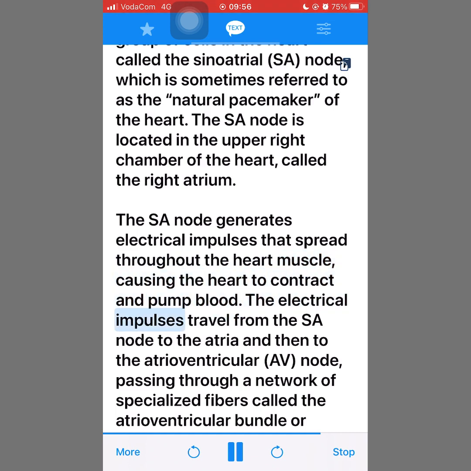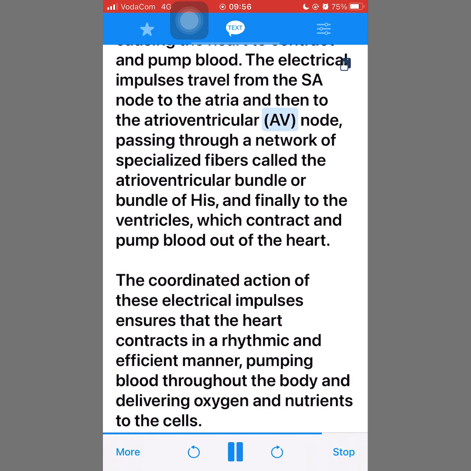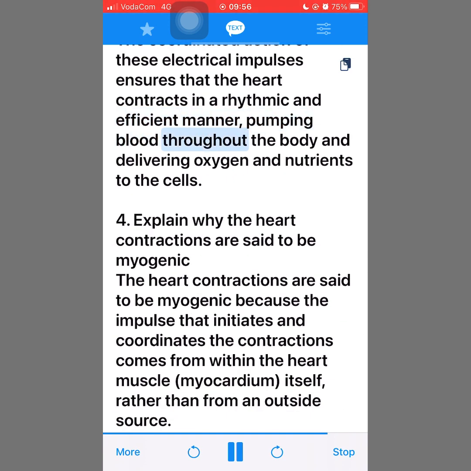The electrical impulses travel from the SA node to the atria and then to the atrioventricular AV node, passing through a network of specialized fibers called the atrioventricular bundle or bundle of His, and finally to the ventricles, which contract and pump blood out of the heart. The coordinated action of these electrical impulses ensures that the heart contracts in a rhythmic and efficient manner, pumping blood throughout the body and delivering oxygen and nutrients to the cells.